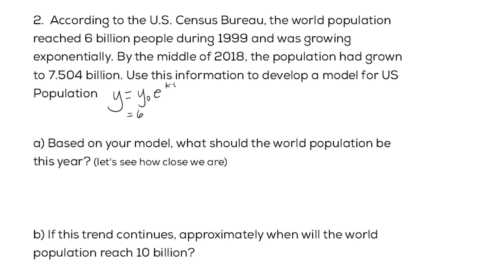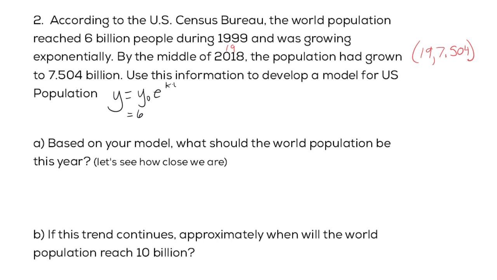So this is ultimately an ordered pair, 2018, 7.504 billion. But it's not really 2018. It's how many years after 1999 would 2018 be? Well, that's really just 19 years later. So really this is an ordered pair of 19 and then the 7.504. Again, we're dealing with everything in billions. So that's going to be my X and Y.